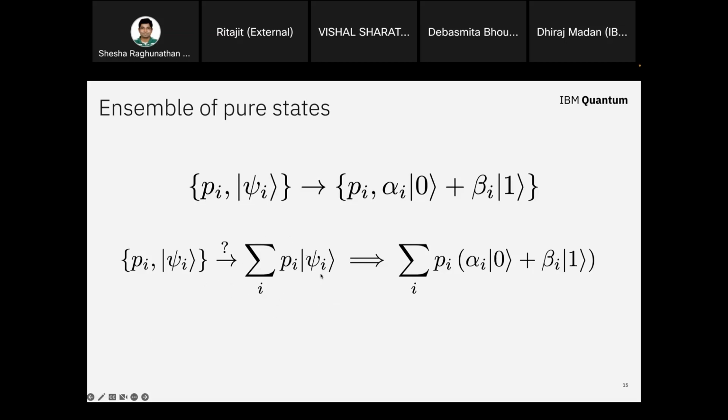But if you take this conversation forward, what this necessarily implies is that you have p_i of alpha_i 0 plus beta_i 1. Note that alpha and beta are probability amplitudes. These are not probabilities. You get a probability only when you take the mod square of each of them. Or in mathematical terms, probability is an L1 norm and probability amplitude is an L2 norm. You cannot multiply these two. This just will not work.